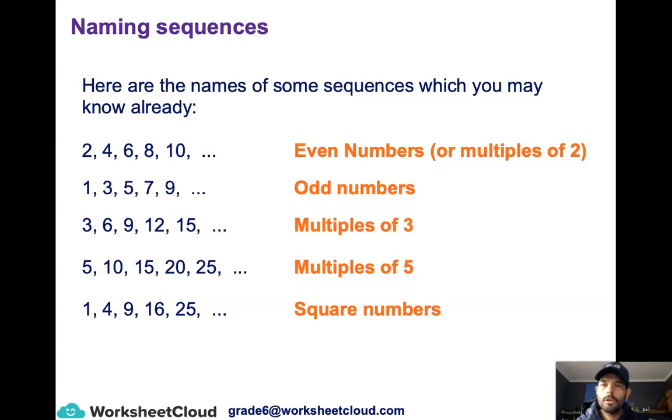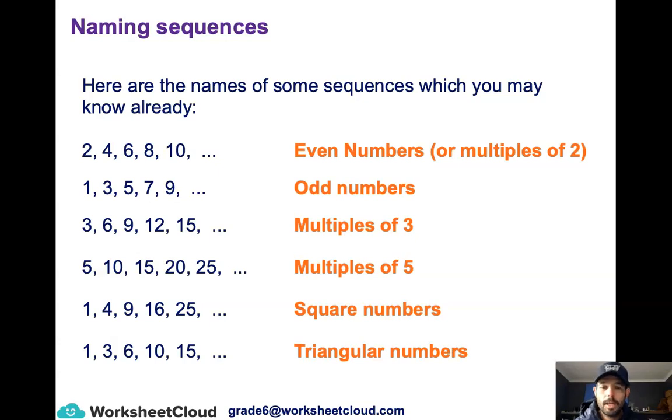Just make sure you notice that all these sequences are infinite because they've all got the 3 dots at the end. So even numbers go on forever, odd numbers go on forever, multiples of 3, multiples of 5, square numbers go on forever.